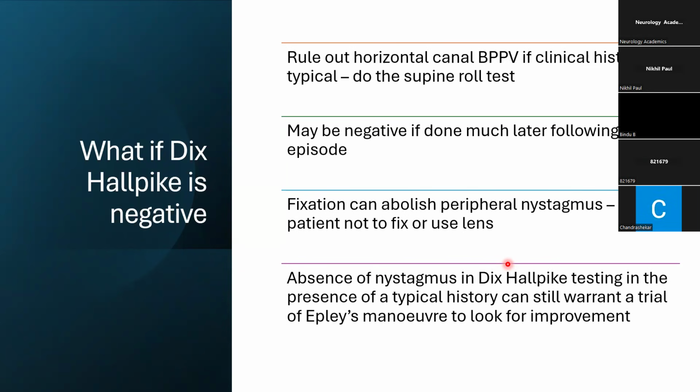So what happens if you are clinically suspecting BPPV and the Dix-Hallpike turns out to be negative? One important thing is it might still be an anterior canal or horizontal canal BPPV. So in that case, we should rule it out with the supine roll test. Also, there are some more practical issues. Suppose a patient had an episode maybe 2 weeks ago, and now he's presenting to us. Even if we do the Dix-Hallpike, it might turn out to be negative.